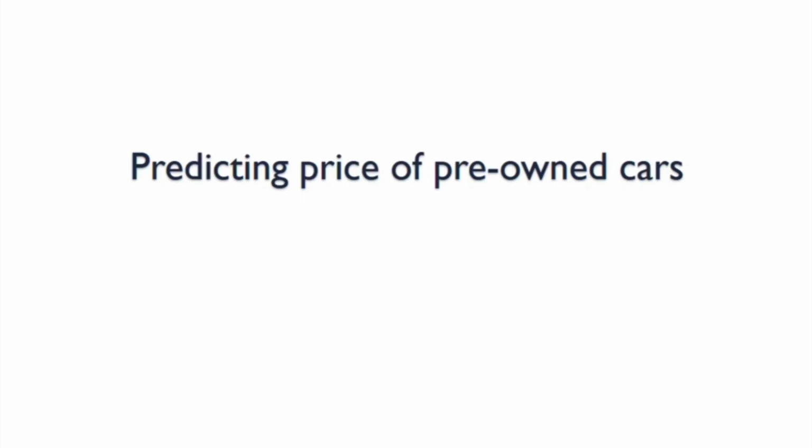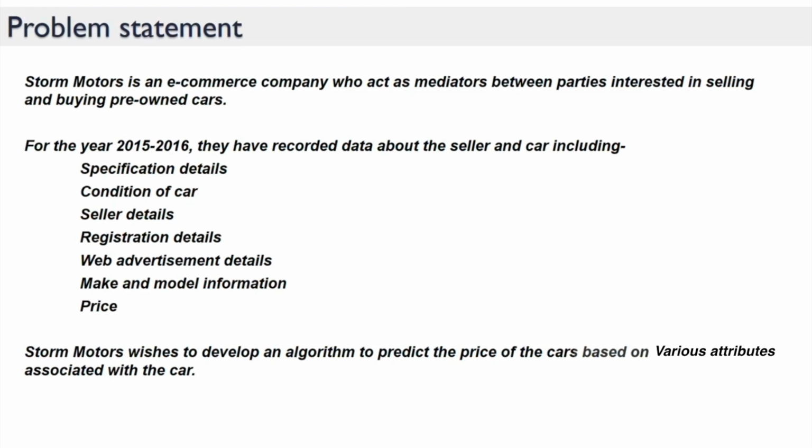So let's look at the problem statement. Storm Motors is an e-commerce company which acts as a mediator between parties interested in selling and buying pre-owned cars. For the years 2015 and 16, they have recorded data about the seller and the car, including attributes such as specification details, condition of the car, seller details, registration details, web advertisement details, make and model information, and price. I'll be showing all this information in the CSV file. Storm Motors wishes to develop an algorithm to predict the price of the cars based on the various attributes associated with the car.